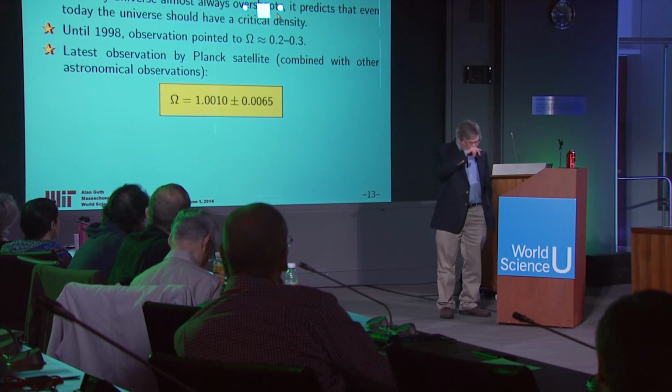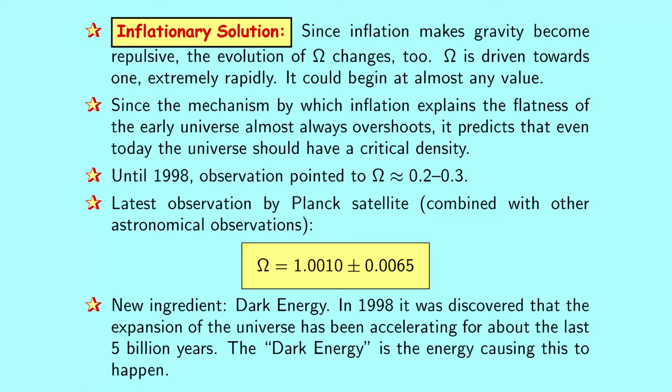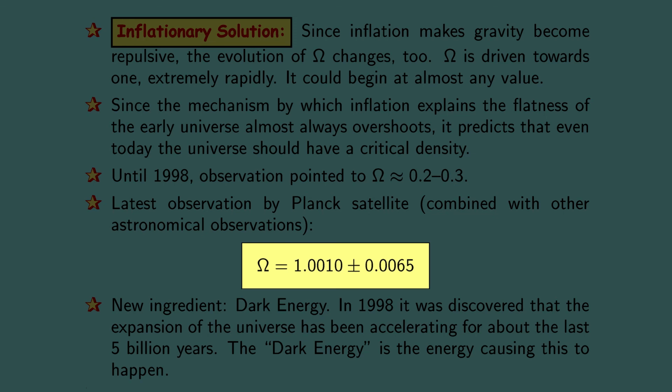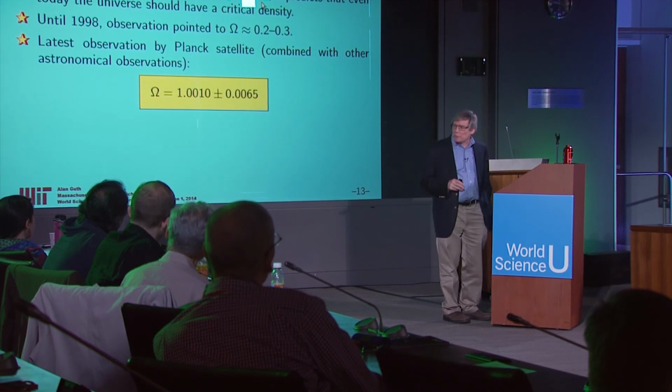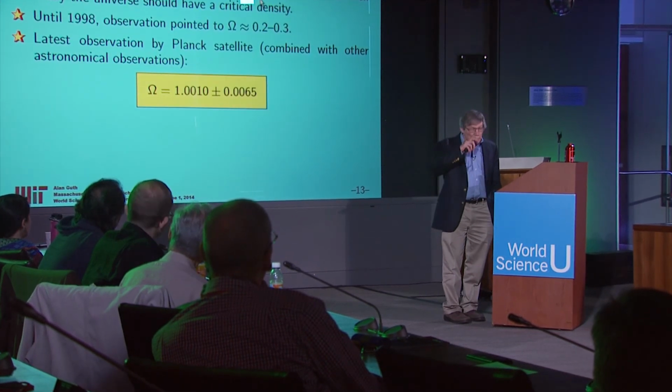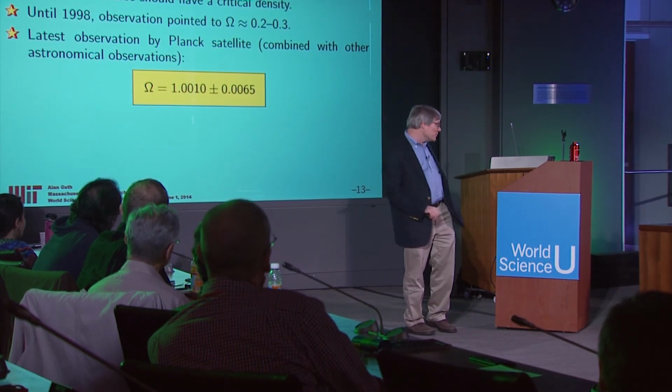The latest observation of omega, which comes from the Planck satellite combined with some other data, is that omega is equal to 1.0010 plus or minus 0.0065. Or to simplify that statement, omega is equal to 1 to an accuracy of about 0.5%, the accuracy that we know it. So everything is now completely consistent with omega equals 1, which is gorgeous. Now I enjoy having dinner with astronomers.